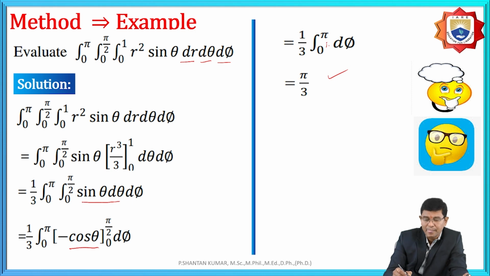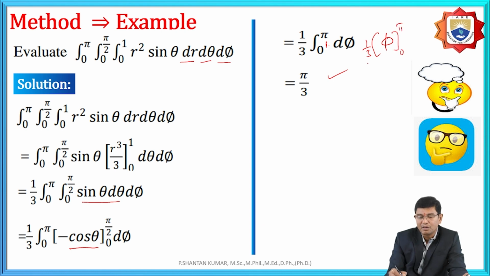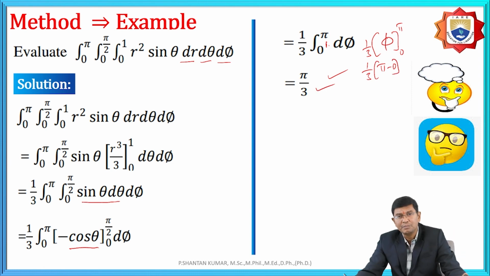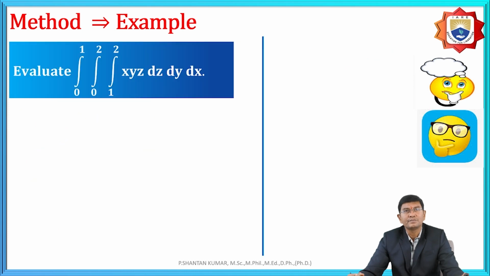Because here the 1 is nothing but pi, and 1 by 3 already exists, with limits 0 to pi. Therefore 1 by 3 into pi minus 0 will clearly be pi by 3, the final solution. That means we are not going to bother about the order under double or triple integration. Under constant limits, we can give priority in any order, but going from inner to outer is compulsory.